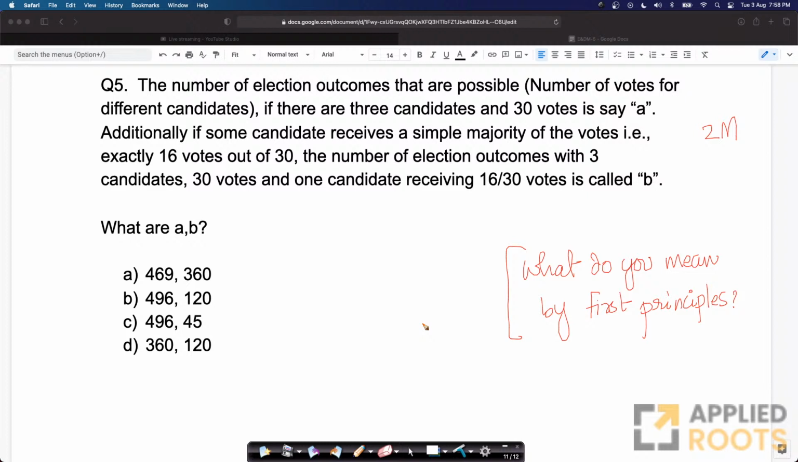This is a decent 2-mark question by GATE standards. Just read the question carefully, it's all there. We've also given the options to be slightly on the easier side.